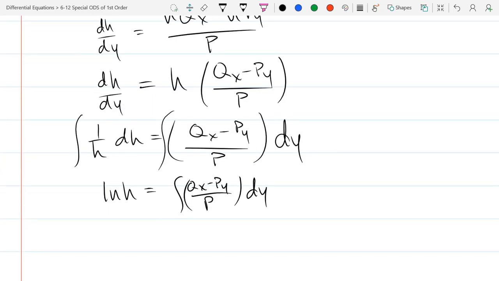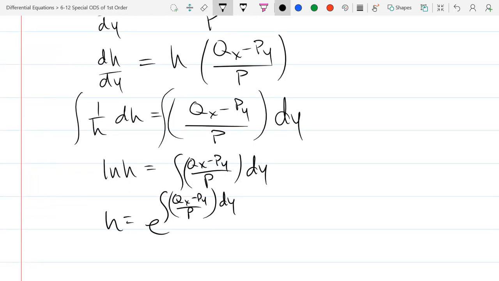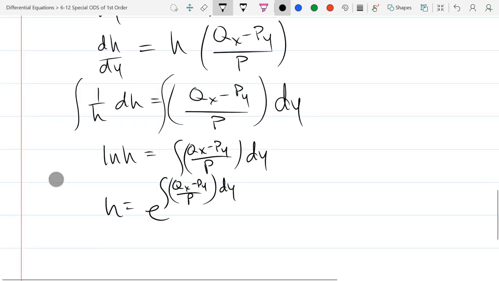And how do I solve for h? Ln inverse both sides, or e to this funky power. So h is going to be e to this antiderivative power. Before you even do that, you have to find the partial derivatives, subtract them, divide by p, and then integrate that madness. All right, so that's what h will be if h depends only on y.